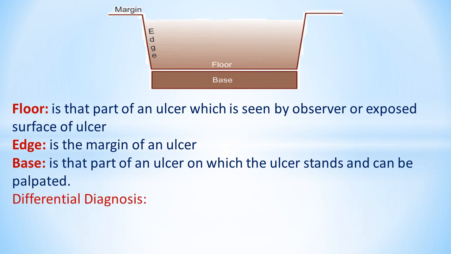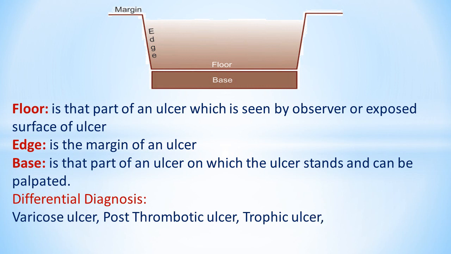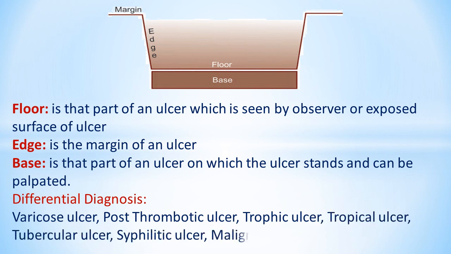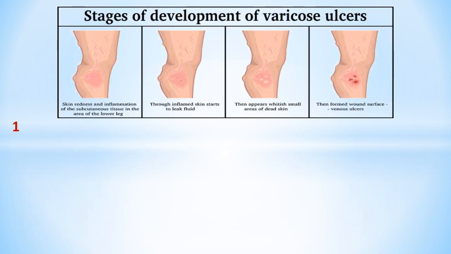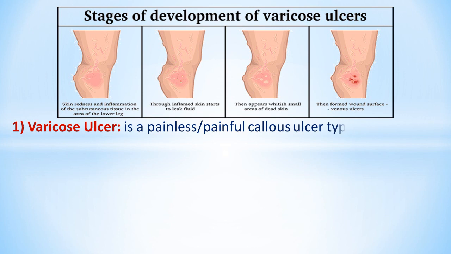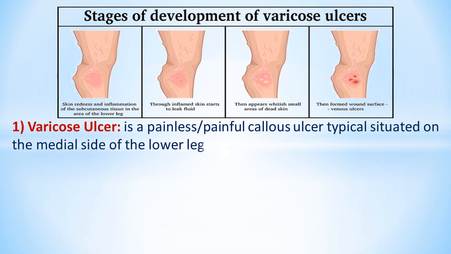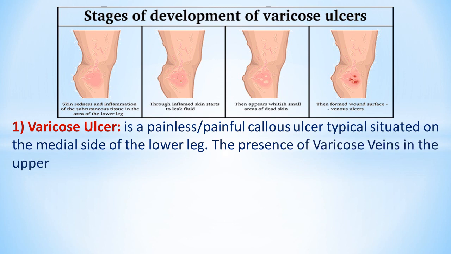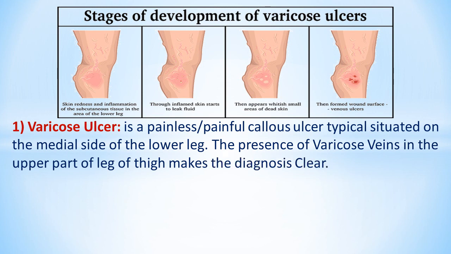Differential diagnosis: varicose ulcer, post-thrombotic ulcer, trophic ulcer, tropical ulcer, tubercular ulcer, syphilitic ulcer. 1. Varicose ulcer is a painless or painful callous ulcer typically situated on the medial side of the lower leg. The presence of varicose veins in the upper part of the leg or thigh makes the diagnosis clear. Its shape is oval.